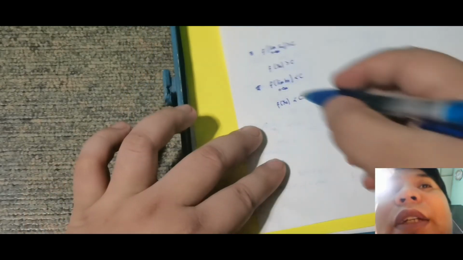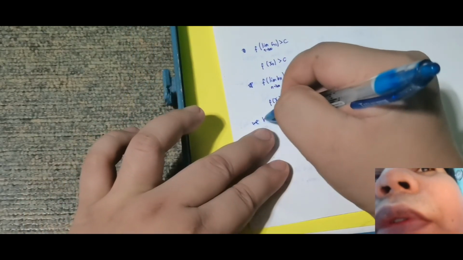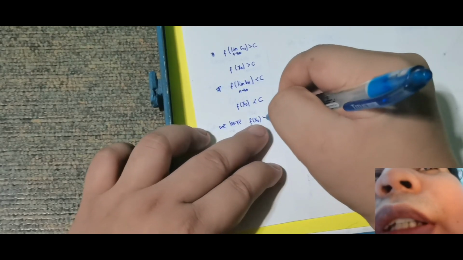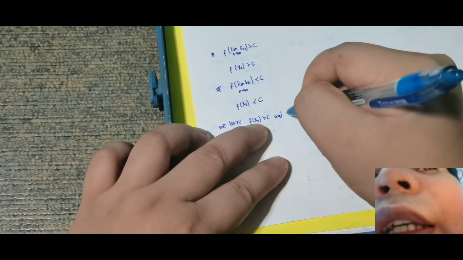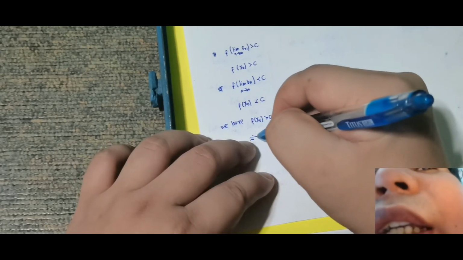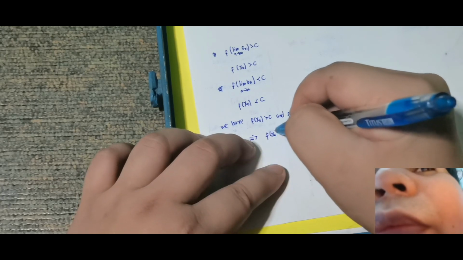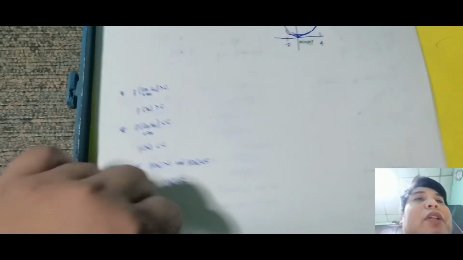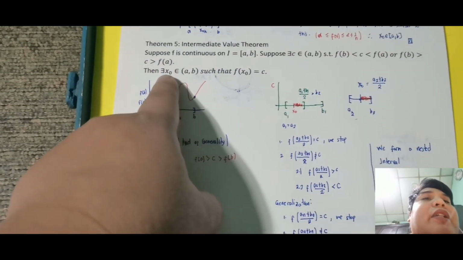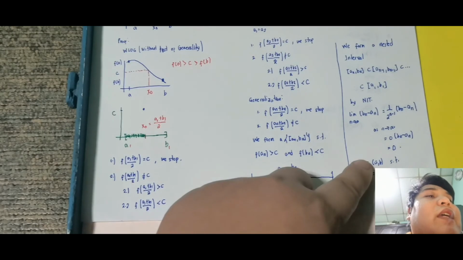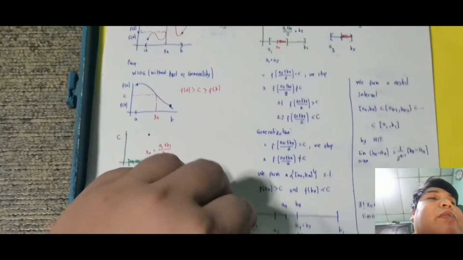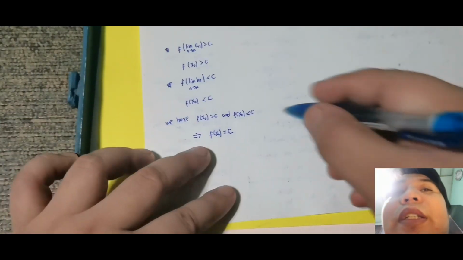Ngayon, dalawang klase nangyari. So we have f of x naught is greater than c and f of x naught is less than c, which implies, paano mangyayari yan? That f of x naught is equal to c, in which, ito si claim ni intermediate value theorem. There exists x naught, element ng AB, such that f of x naught is equal to c. Therefore, the intermediate value theorem is done.